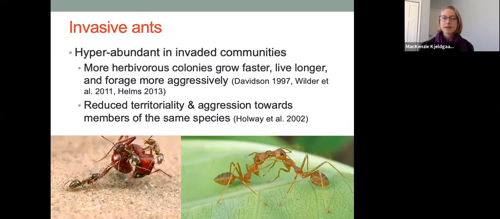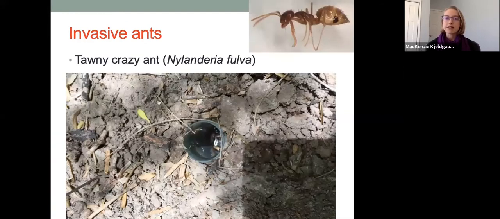So I chose to test some of these hypotheses using two invasive ant species. The first being the Tawny Crazy Ant, or Nylanderia fulva. So this ant has become a major pest throughout most of the Gulf Coast states, primarily because it's able to reach these very extreme densities.